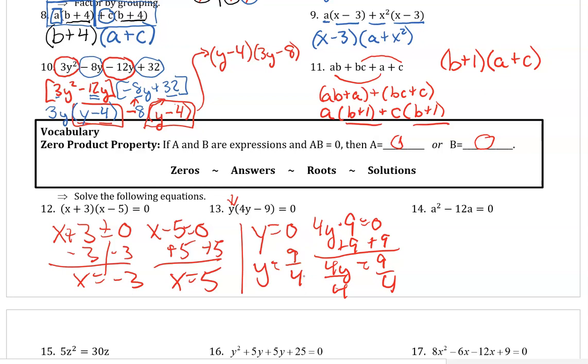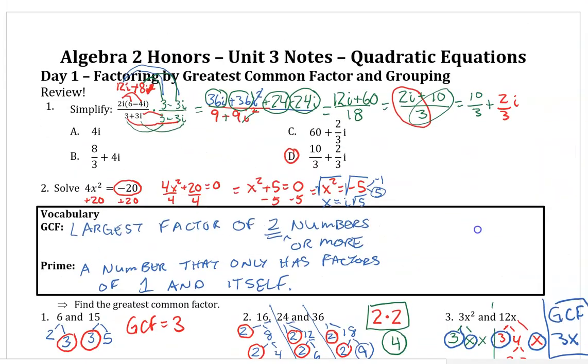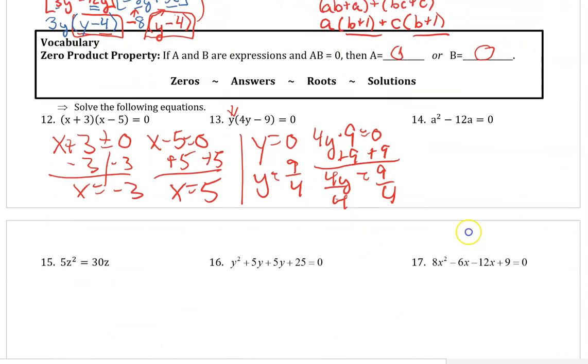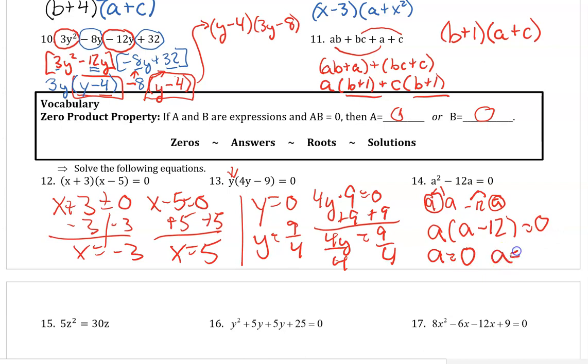On the last one, number 14, what would be the first thing we have to do? Oh yeah, we're going to factor it. So we take the second and the first expression, try to find something in common. The first expression is a times a. The second expression is negative 12 times a. So they have an a in common. So a times a minus 12 equals 0. So either a equals 0 or a equals positive 12.